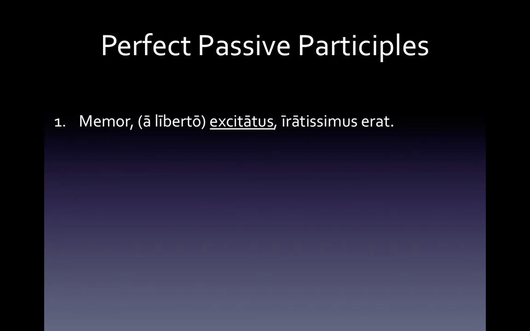All right, so sentence number 1, I put parentheses around a liberto because it is a prep phrase. Excitatus is our participle. It's a perfect passive participle. It is the 4th principal part of excito, excitare, and this is a 1-2 adjective ending. This is a second declension ending here. All right, so we've got memor as the subject. This participle here is nominative, singular, and masculine.